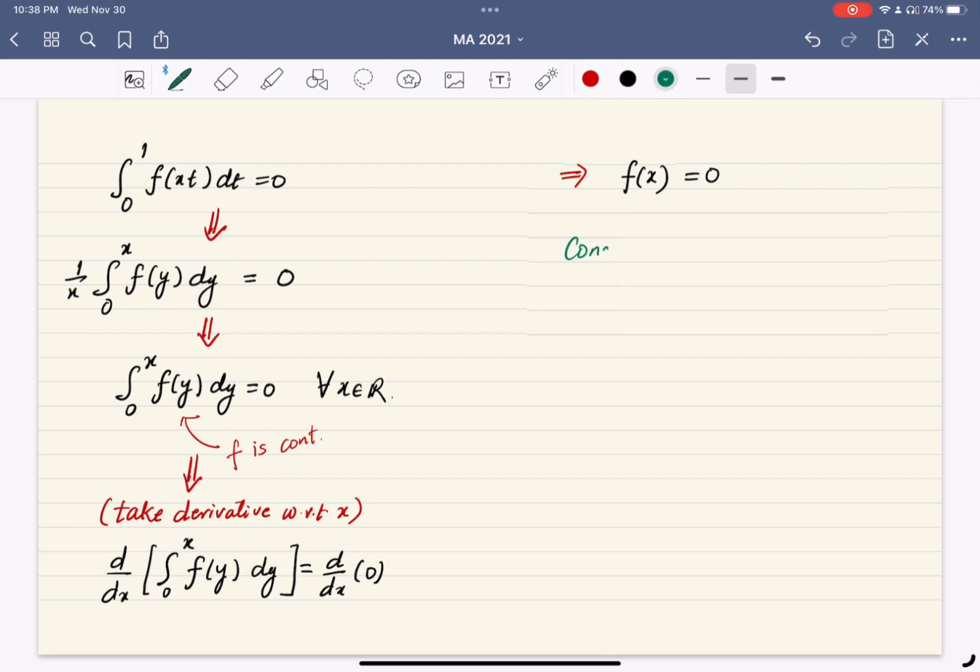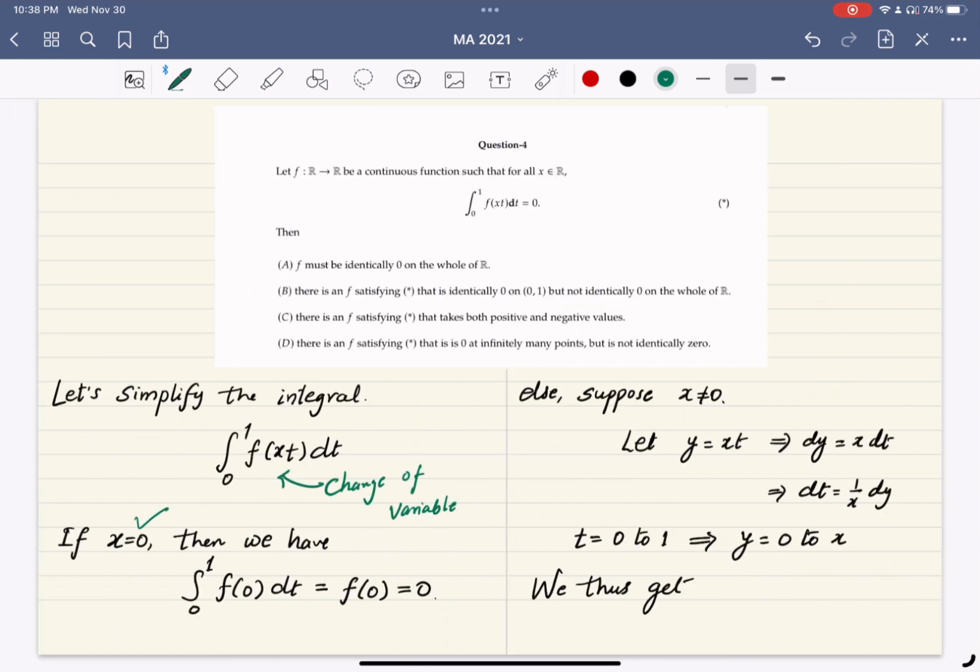So what is the conclusion here? We have been able to prove that f of x is equal to 0 for all x in R. So yeah, we have proved that f must be identically 0 and A is the correct option.